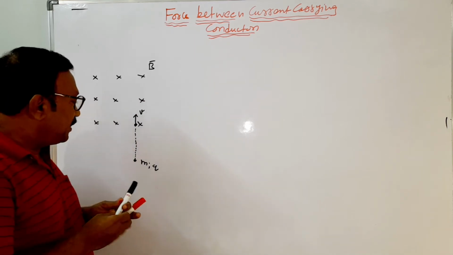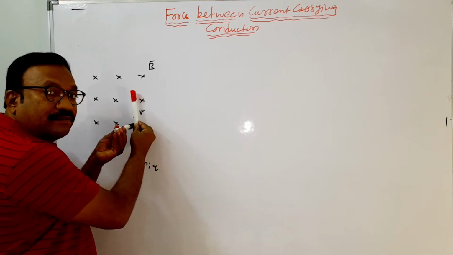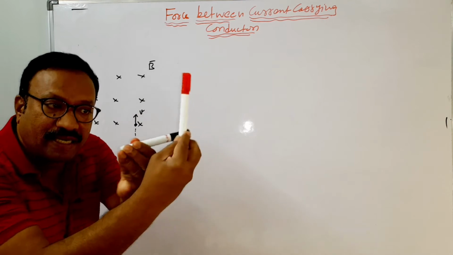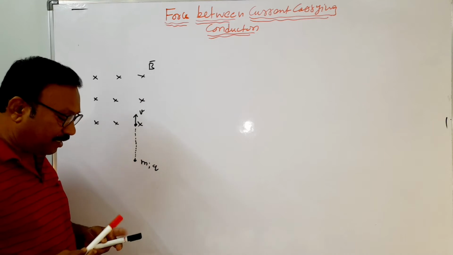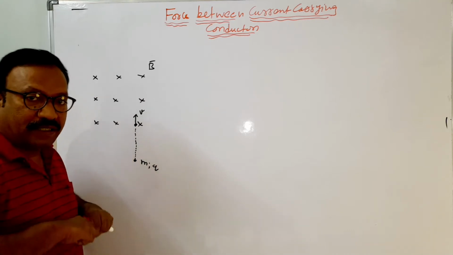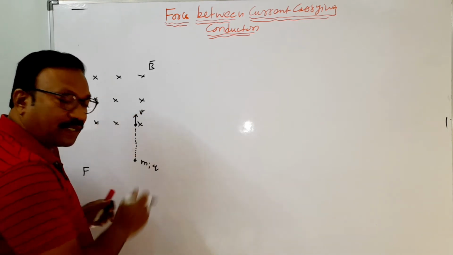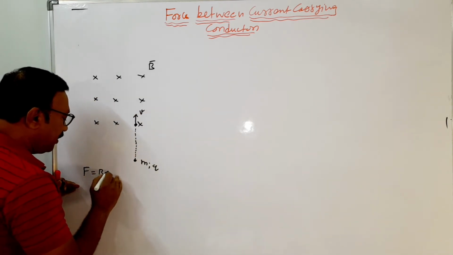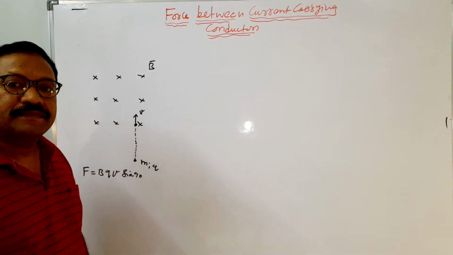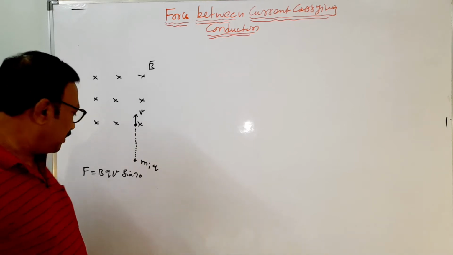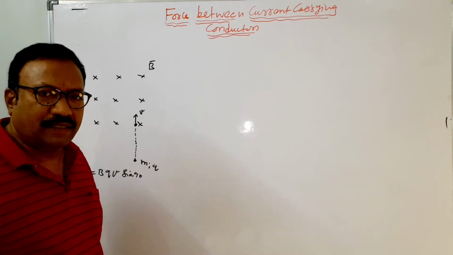The magnetic field is directed inward, and the velocity is directed like this. What is the angle between the magnetic field and the particle? 90 degrees. So the particle is said to be entering perpendicular to the magnetic field, and the magnetic field will exert a force on the particle, given by BqV sine 90, or in general BqV sine theta, or q into V bar cross B bar. This part we have already discussed.